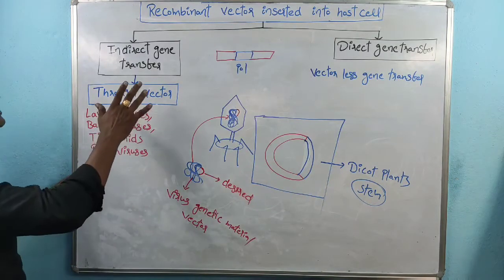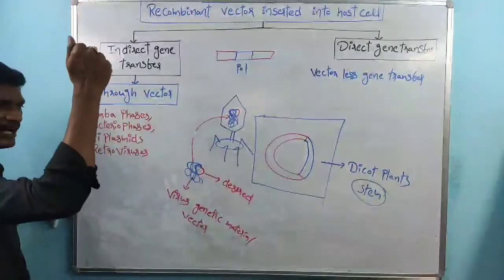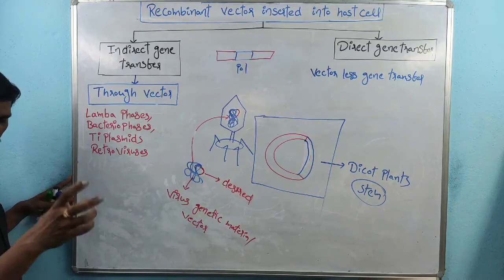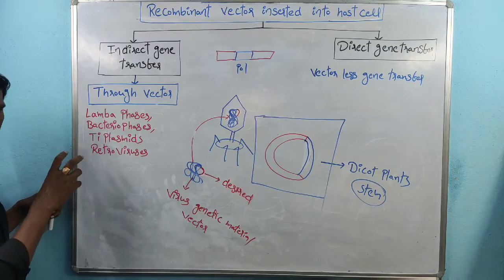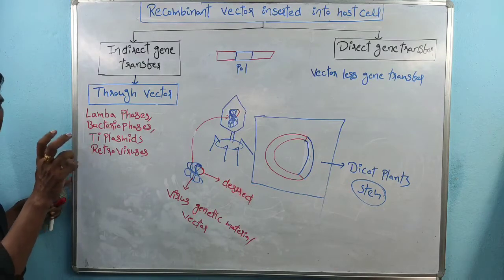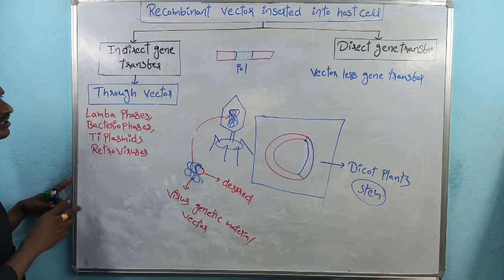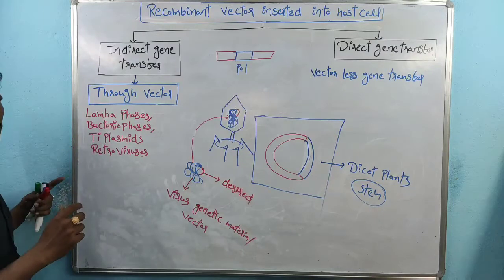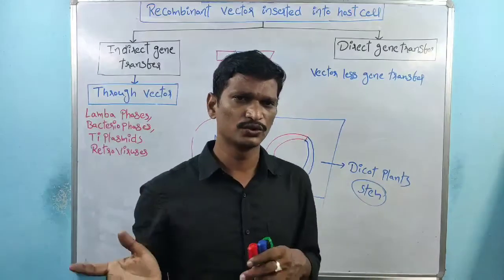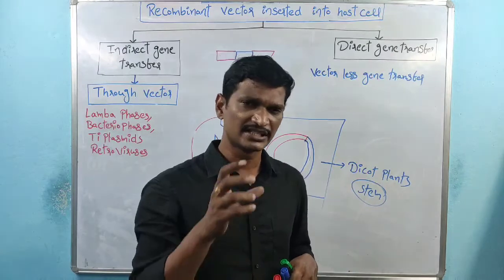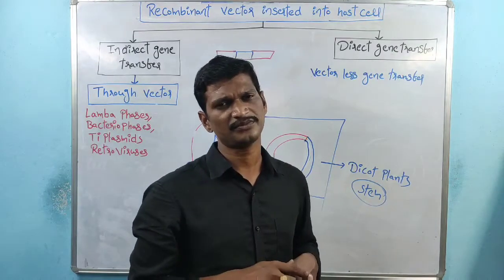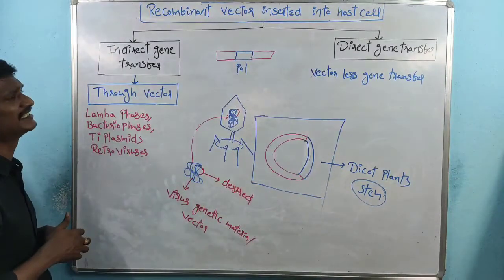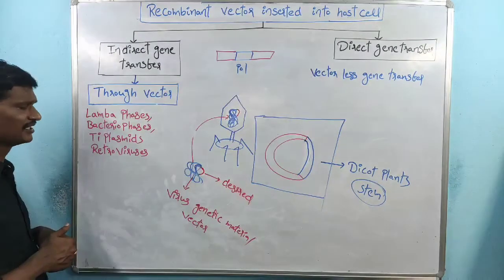So what I am telling is, this is a completely indirect method. We are not directly inserting our desired genes into the host cell. Between the host cell and the desired genetic material, there is a mediator, and the mediator is the vector. So that's the reason why this is called indirect gene transfer. We insert the genes into the vector, then the vector transfers the genes.